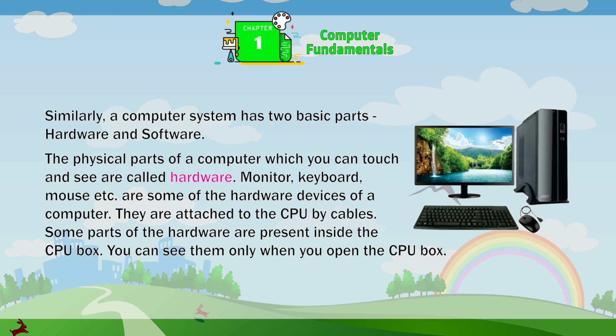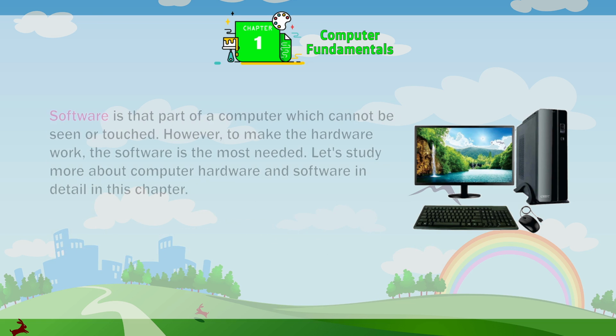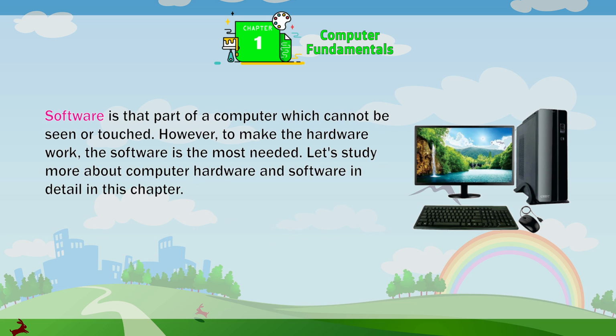The physical parts of a computer which you can touch and see are called hardware. Monitor, keyboard, mouse, etc. are some of the hardware devices of a computer. They are attached to the CPU by cables. Some parts of the hardware are present inside the CPU box. You can see them only when you open the CPU box. Software is that part of a computer which cannot be seen or touched. However, to make the hardware work, the software is the most needed. Let's study our computer hardware and software in detail in this chapter.